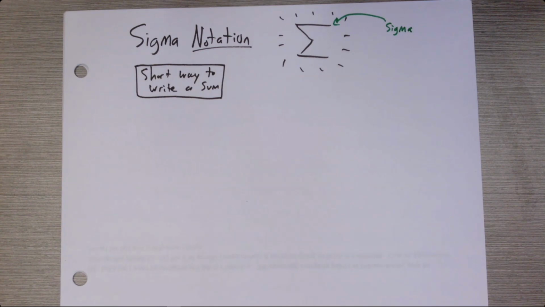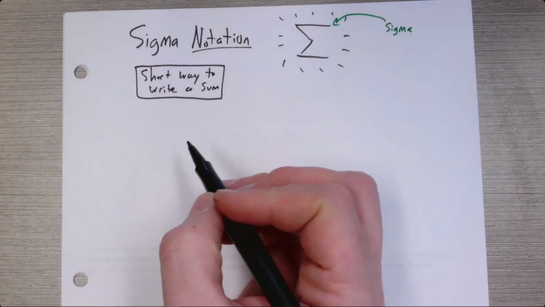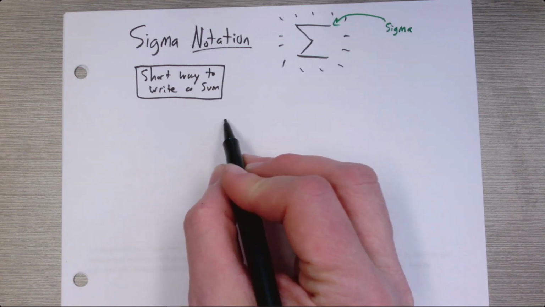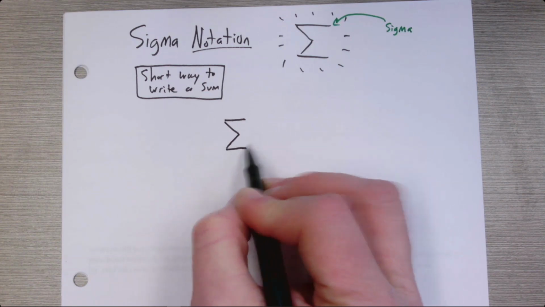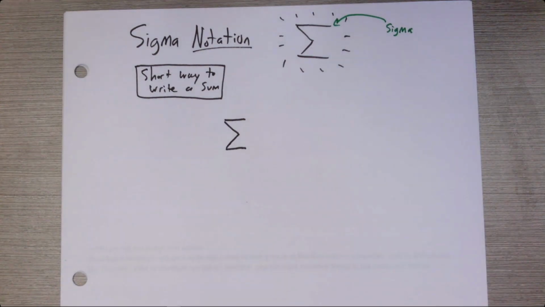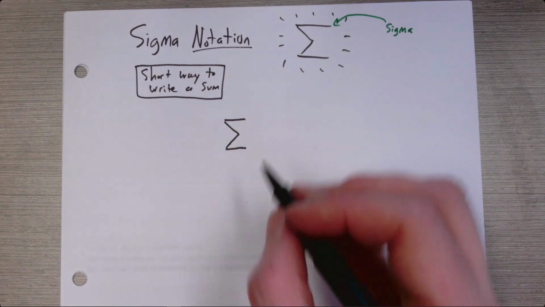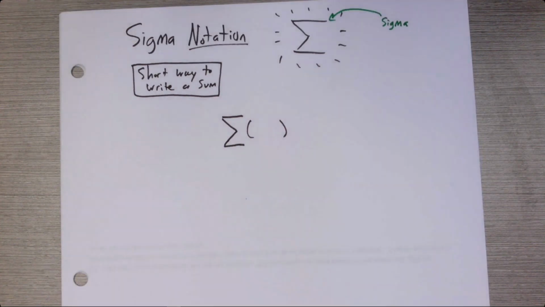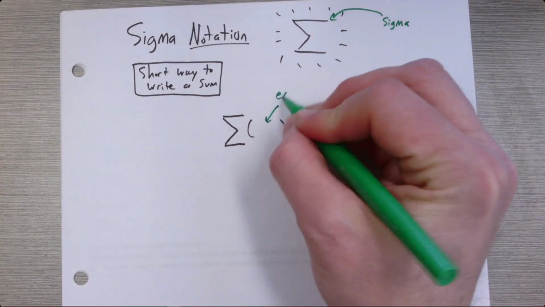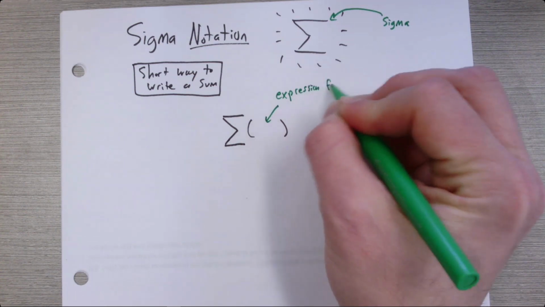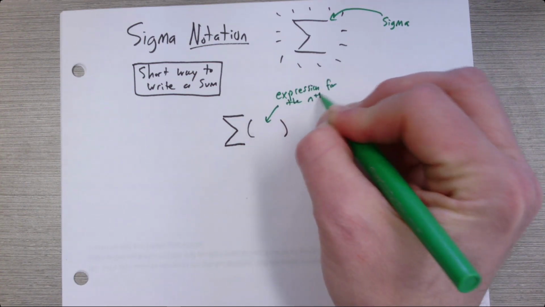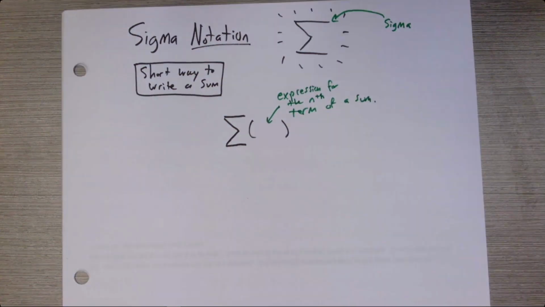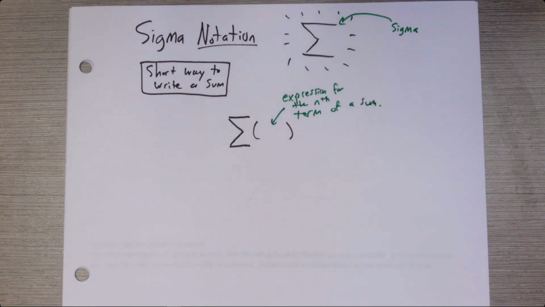So here's the idea. Let's do the general version first, and then we'll do some examples illustrating it. It's a little bit weird. There's several parts to this, and it might not be immediately obvious what's happening. So what we're going to do is write a sigma, and then write an expression for the nth term of a sum. Or maybe not the nth term, but the general term of a sum.